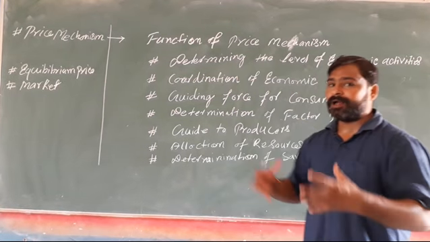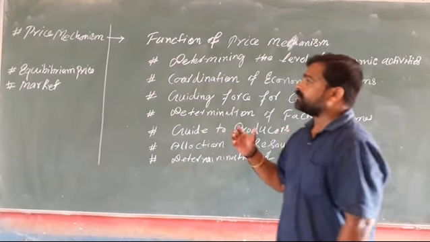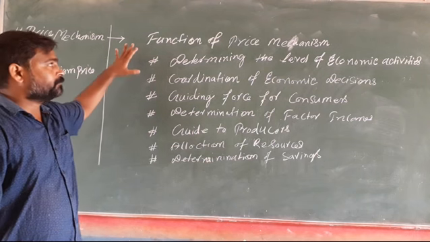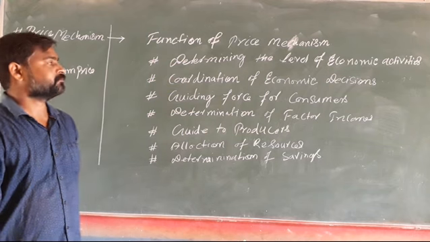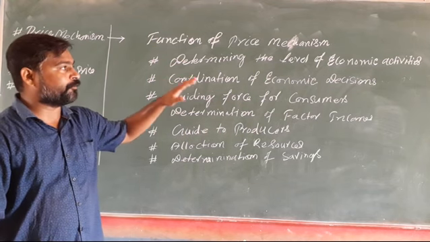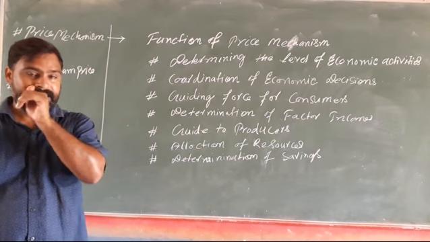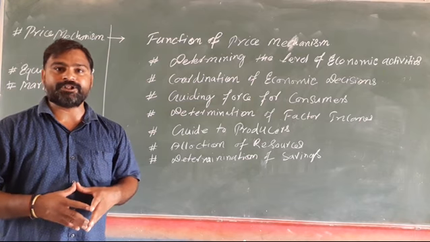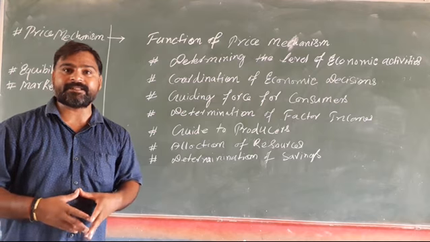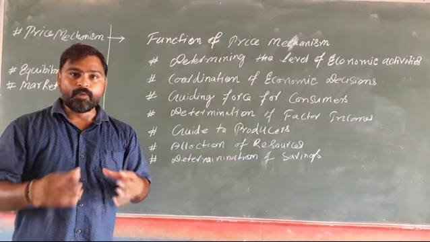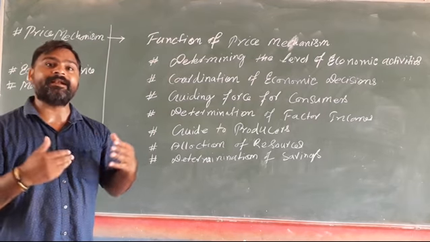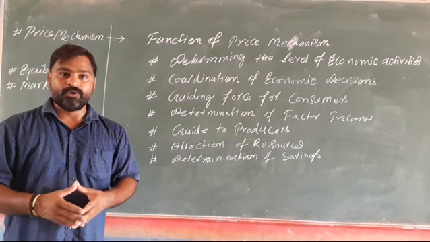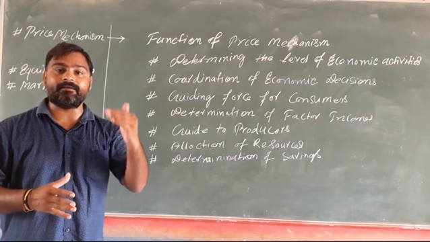Which type of functions does the price mechanism perform? I have written here 6 functions which are performed by the price mechanism system. First, determining the level of income and economic activities. The price mechanism helps to determine the economic activities which take place in each type of economy, mostly in economies where there is free enterprise, meaning the mixed economy and the capitalistic economy, where there is a concept of free enterprise.